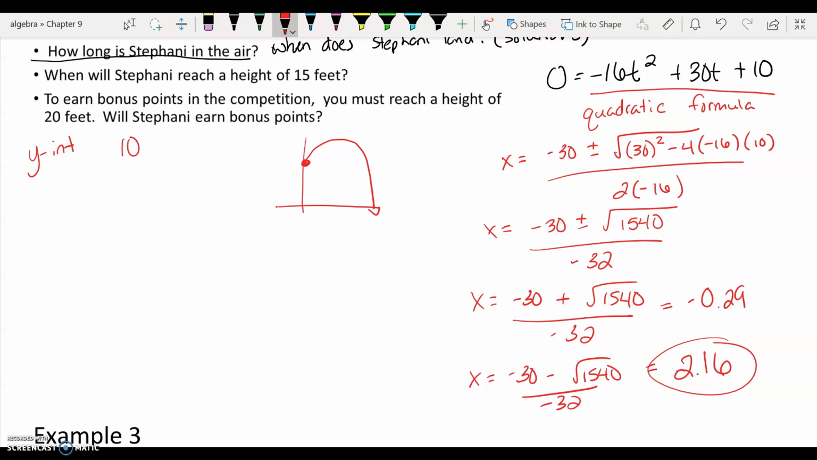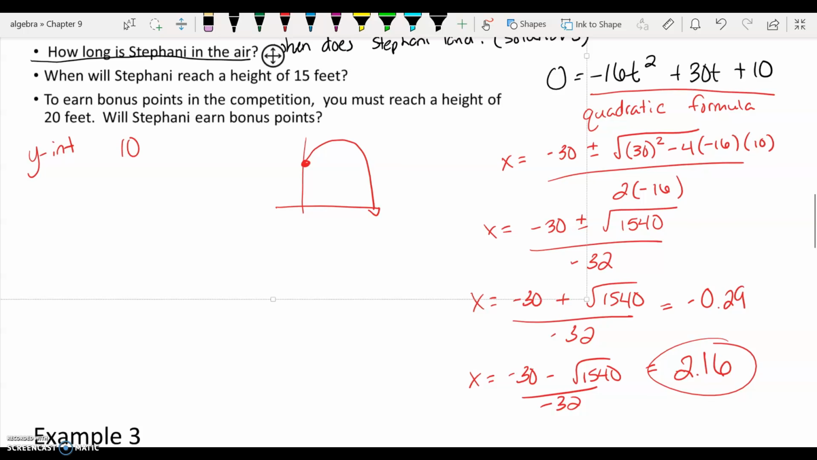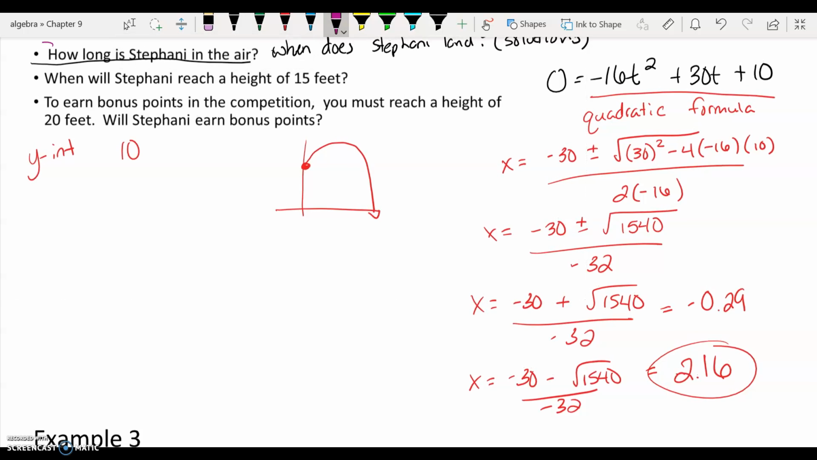Now you have to plug this back in eventually to figure out what she is reaching. So the first one is how long is Stephanie in the air? Well, she's not going to be in the air for a negative time, so we know it's 2.16 seconds.